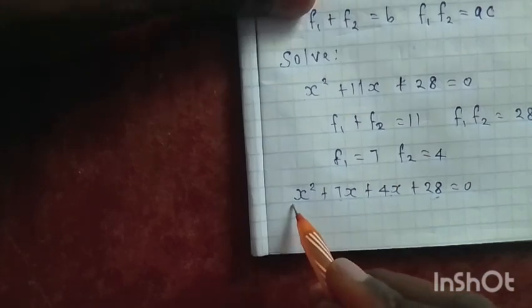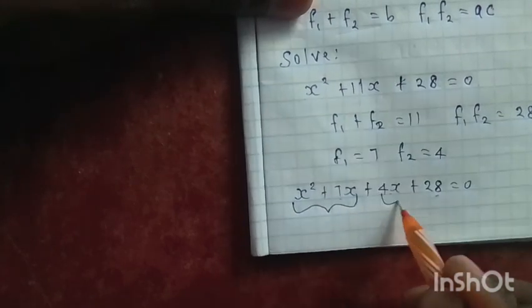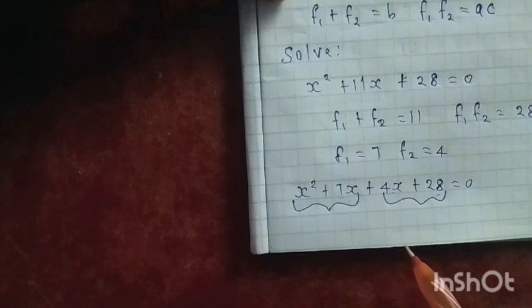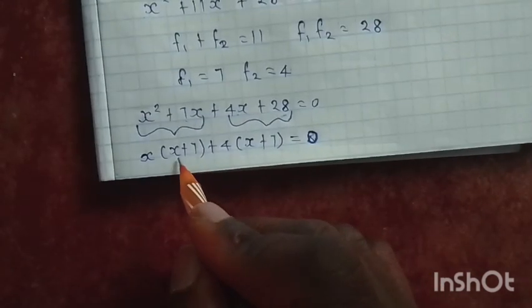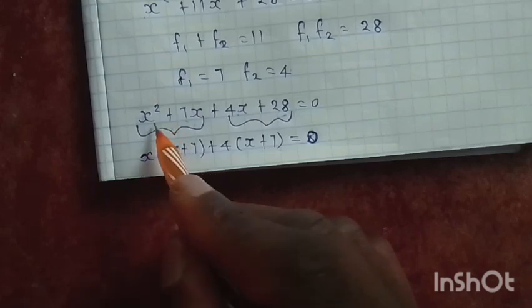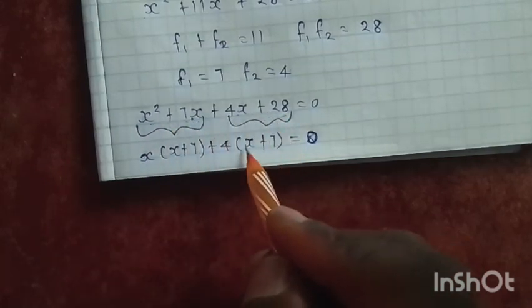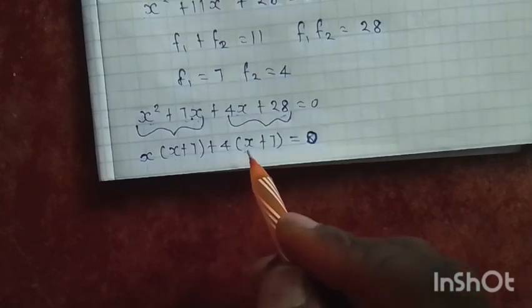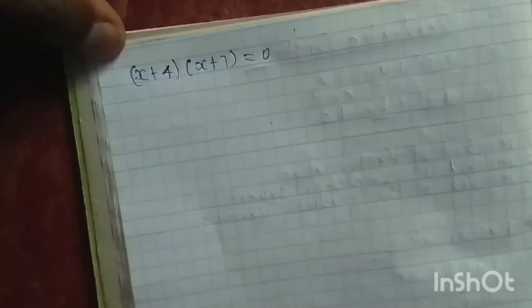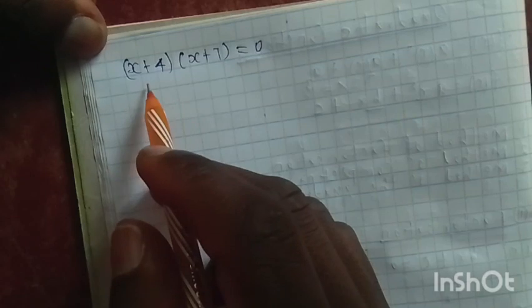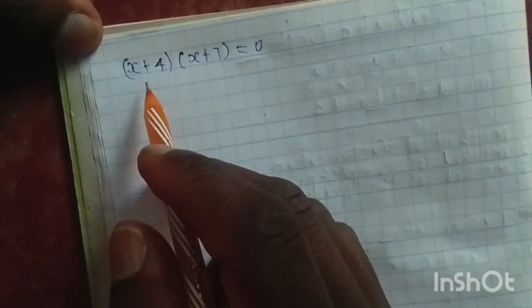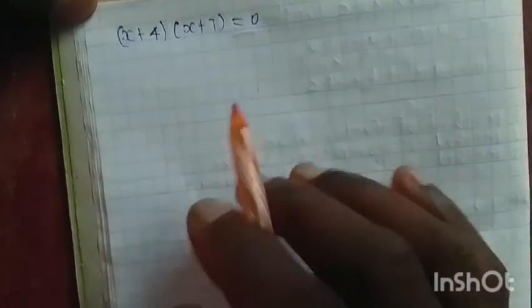After this, we factor out each pair. After factoring out each pair, this is what we get. Here x is the common term, and here 4 is the common term. So after factoring out, we now factor out the entire equation, and it becomes of this form.